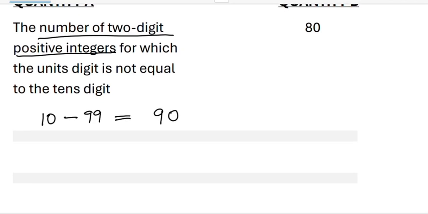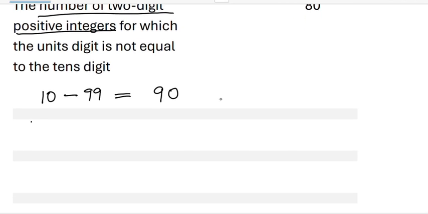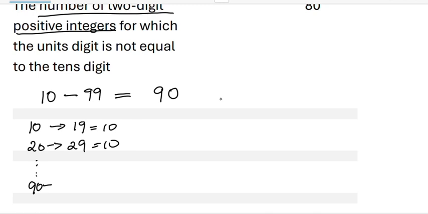One easy way of determining this is if you take 10 to 19, this will give you 10 numbers. 20 to 29 will give you another 10 numbers, all the way to 90 to 99. These are 10 numbers, and there are 9 such groups. So that's how we arrived at the total of 90.